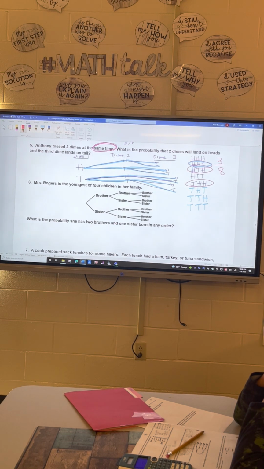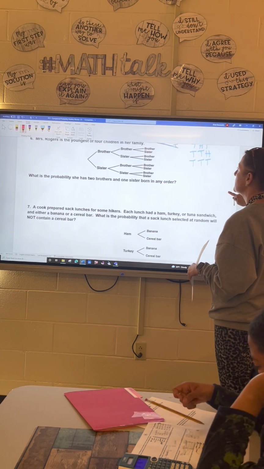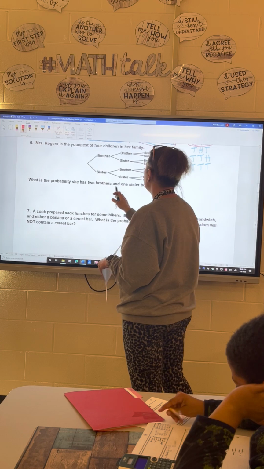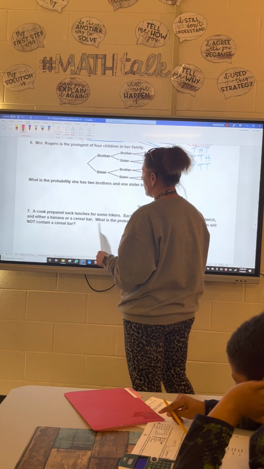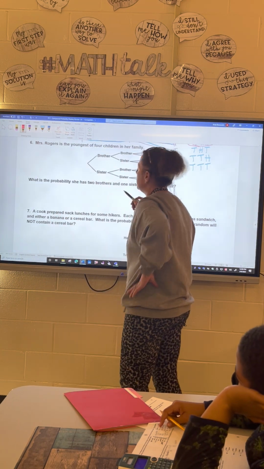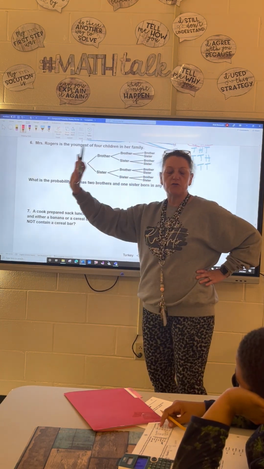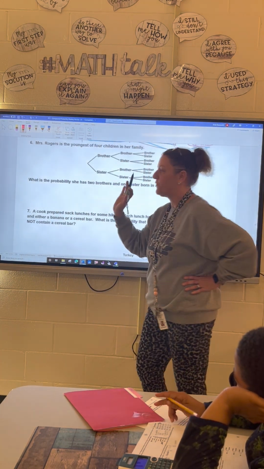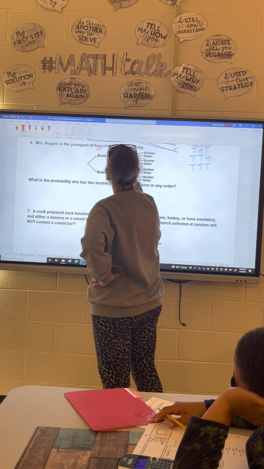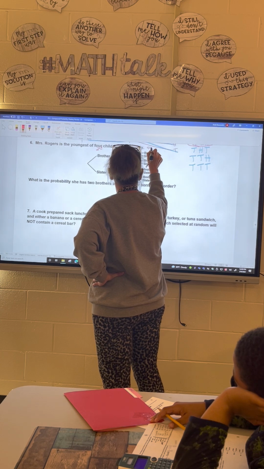All right, number 6. Miss Rogers is the youngest of 4 children in her family. What is the probability she has 2 brothers and 1 sister born in any order? When I looked at this tree diagram, I had to look at it for a minute. So we're removing Miss Rogers from the equation for a second. This would be the 1st born child, 2nd born, 3rd born. Okay?